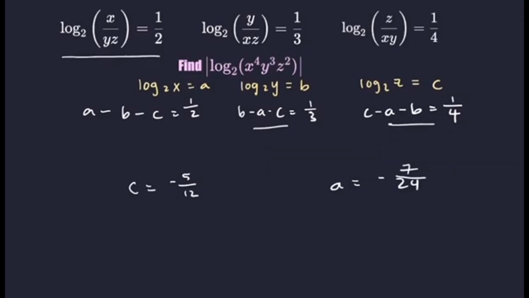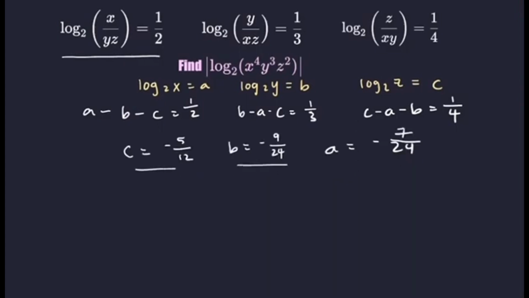Now we just have to solve for b, in which you can add the first and the third equation, or even faster, you can just plug in a and c into any one of these 3 equations and solve for b. And if you do that, you should get b equals negative 9/24. So now we have a, b, and c. But what was the question asking for again? It wanted the absolute value of log base 2 of x to the 4th, y to the 3rd, and z squared.